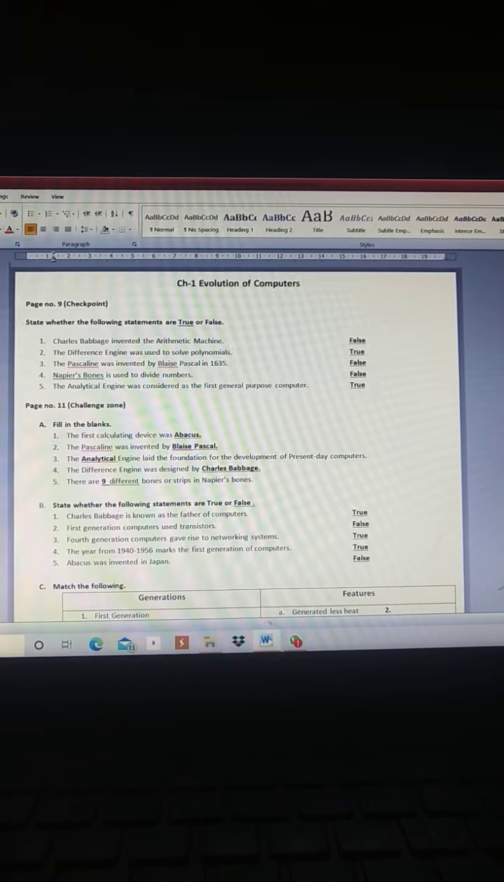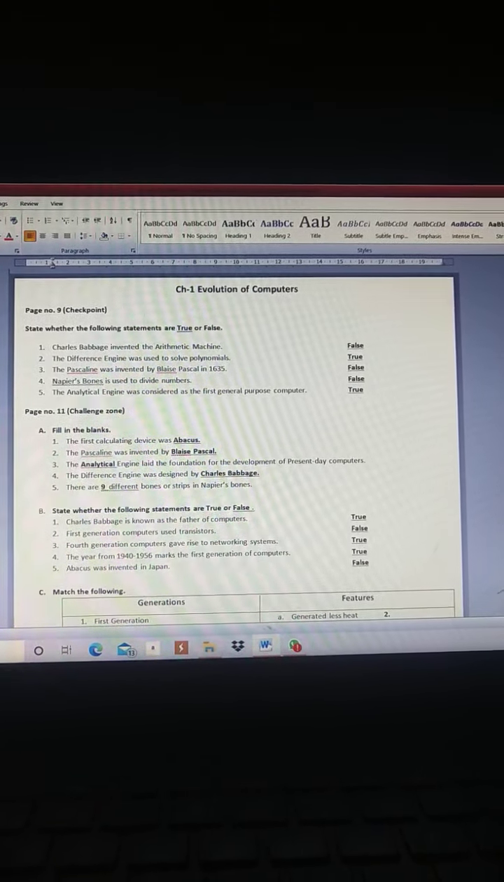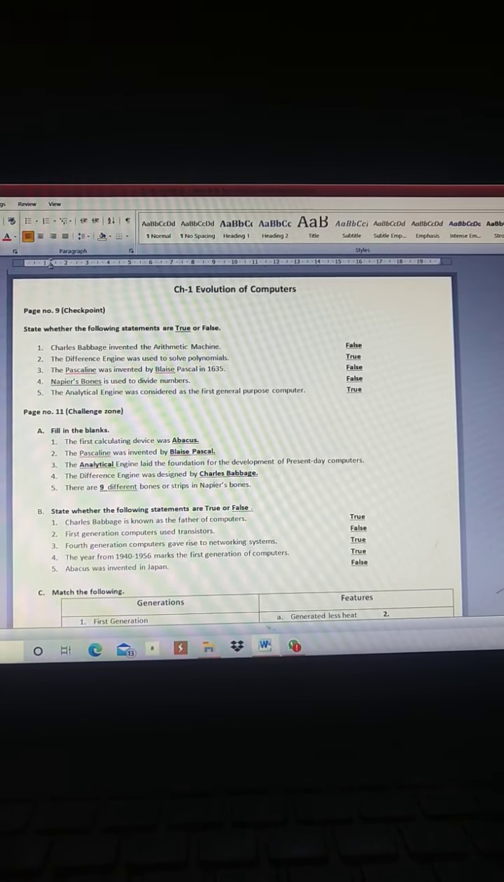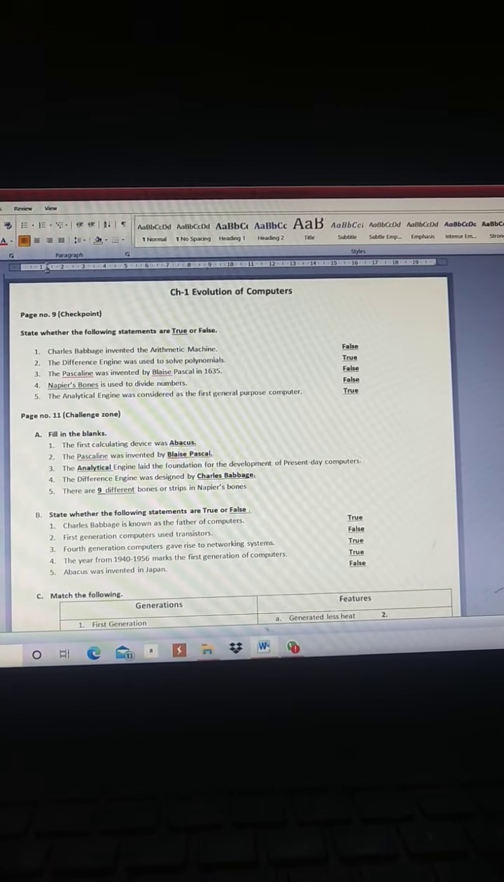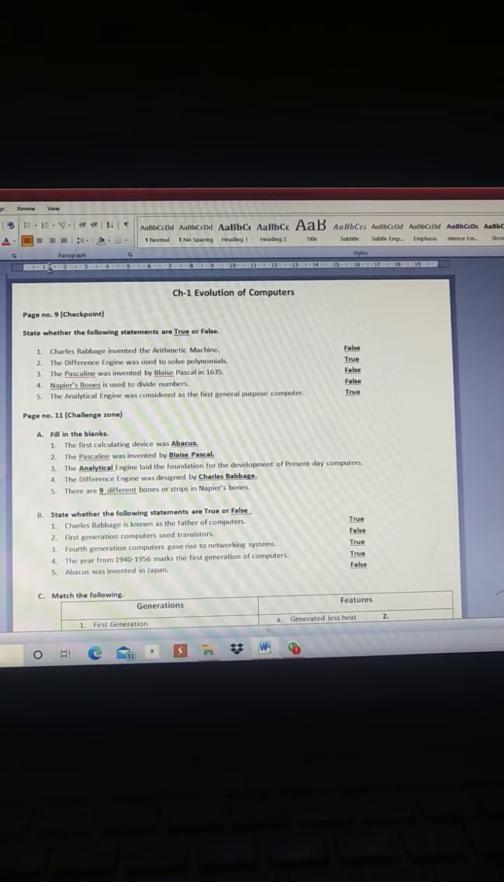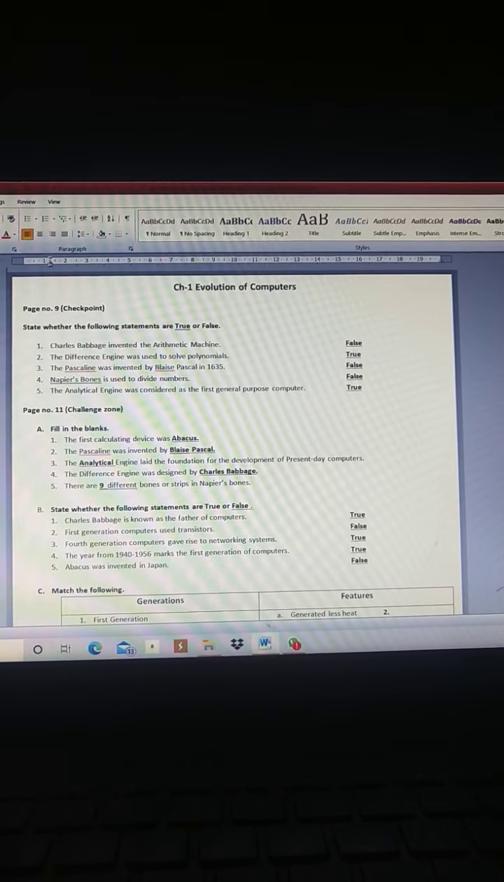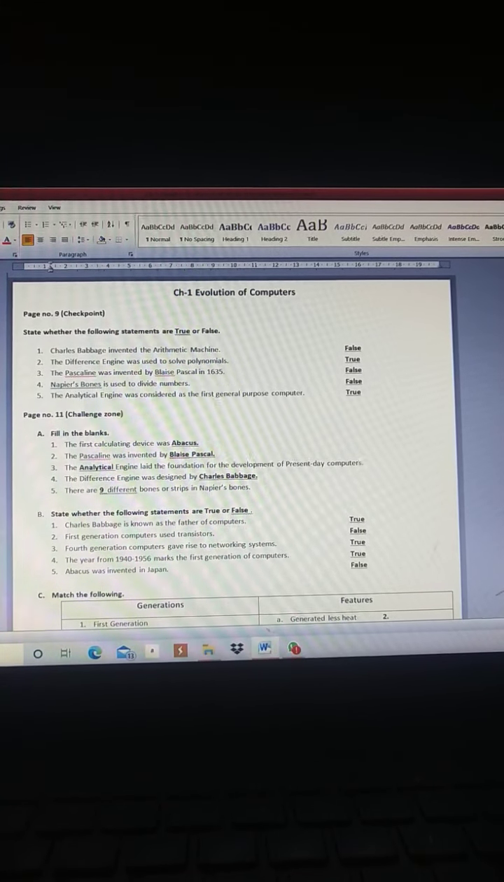Next, number 3 is, fourth generation computer gave rise to networking system. Yes, it gave rise to the networking system. Fourth number is, the year from 1940 to 1956 marks the first generation computer. It is also true. That time period was marked as the first generation computer. Fifth number is, abacus was invented in Japan. No, it is false. It was invented in China.